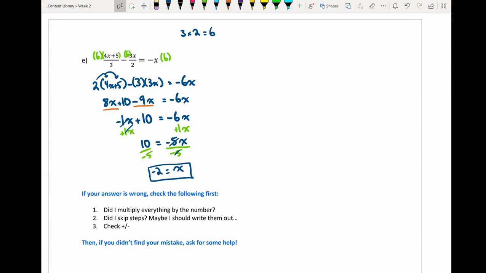But again, the main thing from this lesson is just being able to get rid of your fractions by multiplying by a number. And then once we do that, we take ourselves into either distributive property, solving equations with brackets, multi-step equations, 2-step equations, or 1-step equations. So really you're starting out with a complex situation, and you're breaking it down step by step into something simple and manageable.